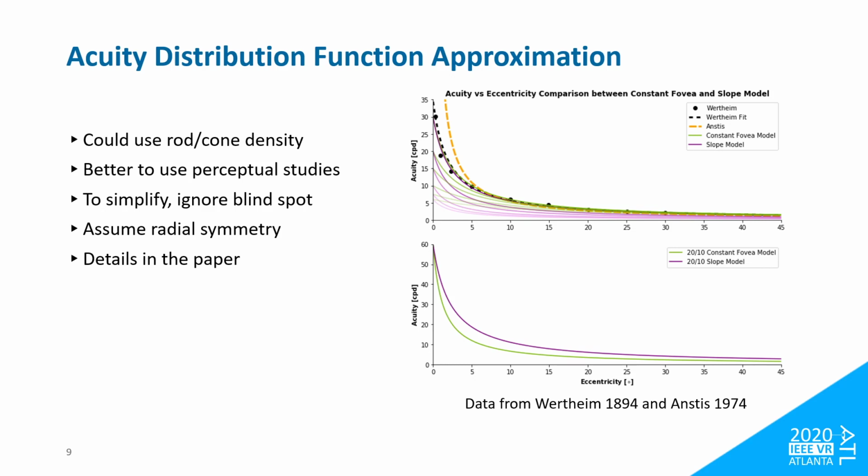A few notes on the ADF we're using here. Instead of just using rod and cone density or the ganglion cell density, we opted to base our ADF approximation on perceptual data from Mark Anstis. Furthermore, we ignore the blind spot, assume radial symmetry, and propose a couple possible functions. There's more details in the paper, but improving the approximate ADF is an area that could use more data and future work.